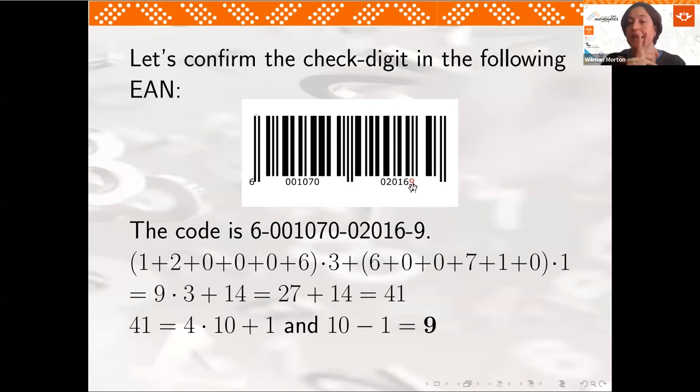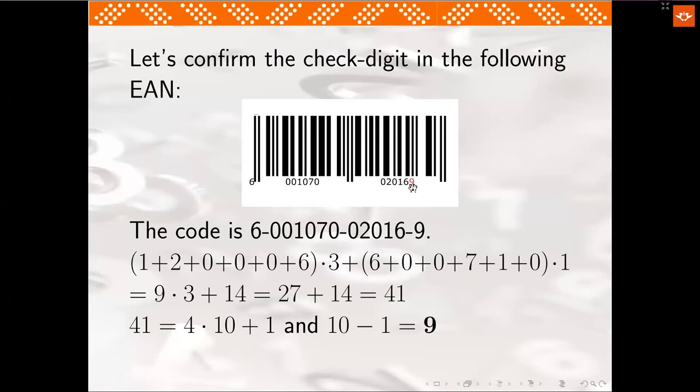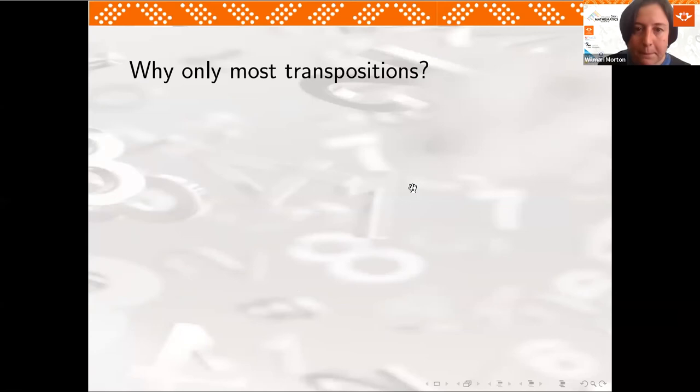So let's say instead of typing in 1, 2, you type in 2, 1. It will also pick up that, right? But it won't pick up all of them.